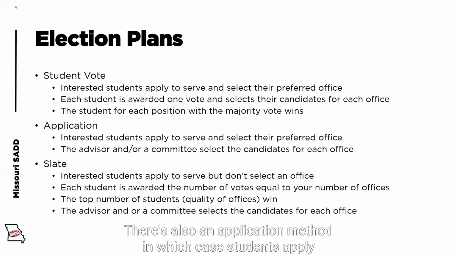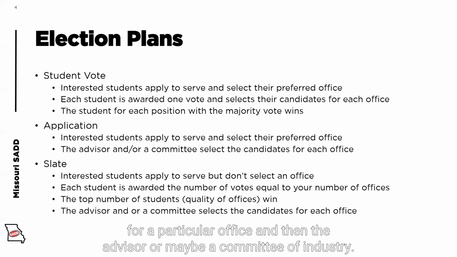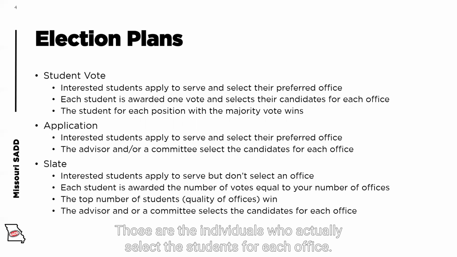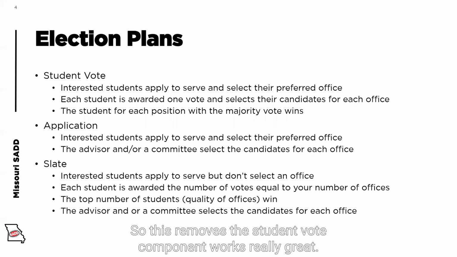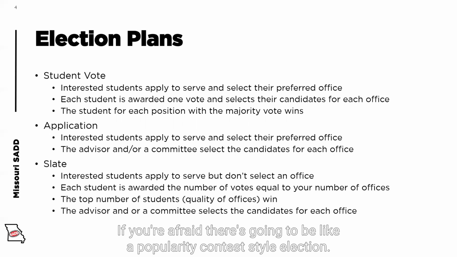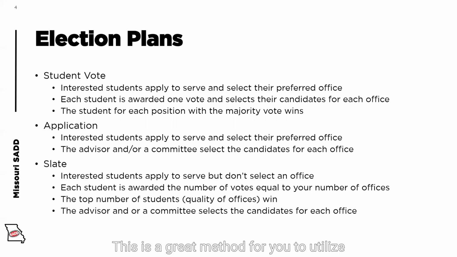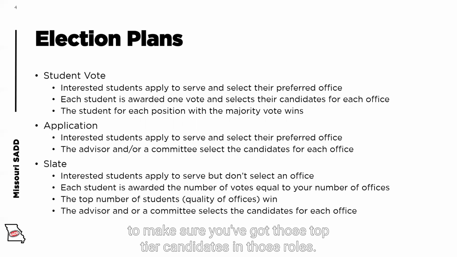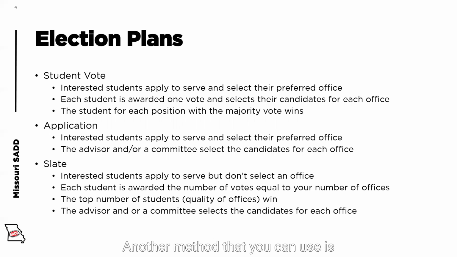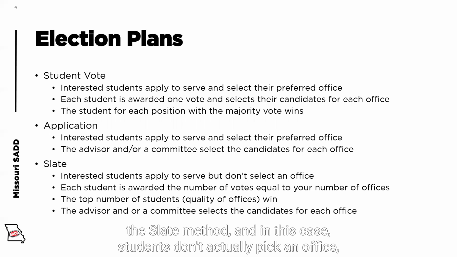There's also an application method, in which case students apply for a particular office, and then the advisor or maybe a committee of industry professionals actually select the students for each office. So this removes the student vote component. It works really great if you're afraid there's going to be a popularity contest style election. This is a great method to make sure you've got those top tier candidates in those roles.